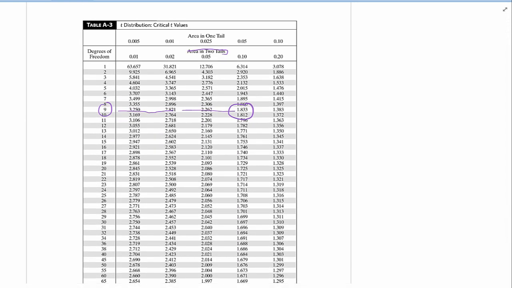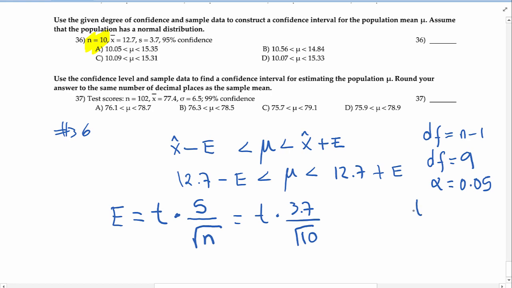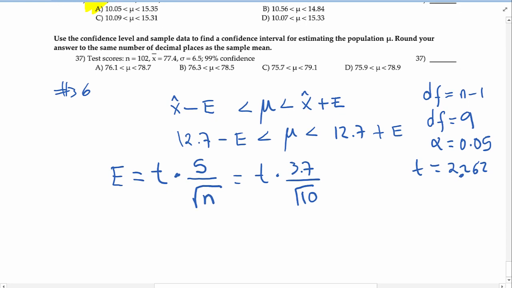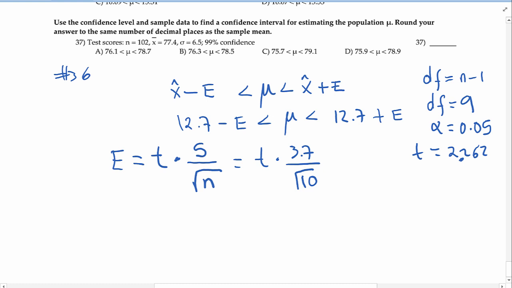Like we did in the tutoring video, right here we have the two tails. We're looking for that number 0.05, which is right here, 0.05 and 9. And we got the value to be 2.262. So the t-value is 2.262.